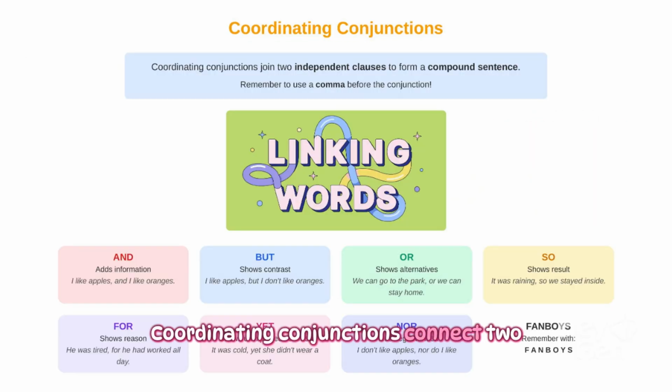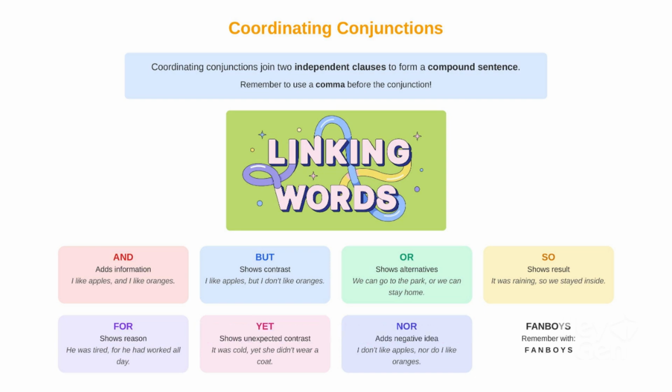Coordinating conjunctions connect two independent clauses to form compound sentences. Use a comma before the conjunction. Examples include and for adding information, but for contrast, or for alternatives, so for results, for for reasons, yet for unexpected contrast, and nor for adding negative ideas. Remember FANBOYS: for, and, nor, but, or, yet, so.